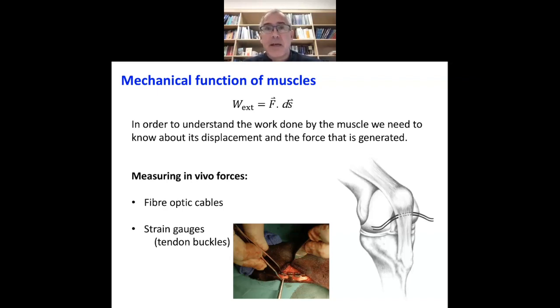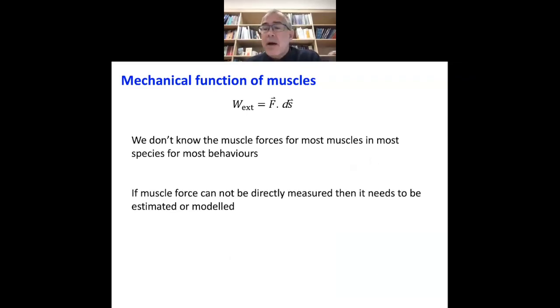Even if you're getting tendon forces, the tendons are in series with muscles, but often in series with bundles of muscles. So you would need to dissect out or unbundle the tendons in order to get individual muscle force. Often you would get a common tendon force, which is not much better than inverse dynamics to estimate joint moments. We don't really know much about directly measured muscle force. I think it's fair to say that we don't know the muscle forces for most muscles in most species for most behaviors. And if a muscle force cannot be directly measured, then it needs to be estimated or modeled.